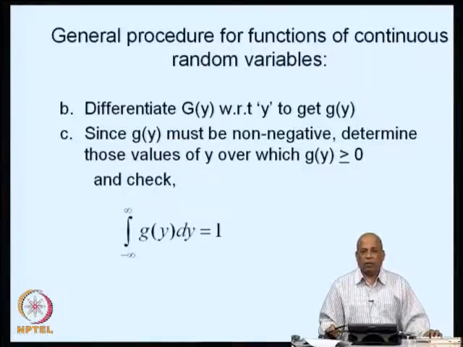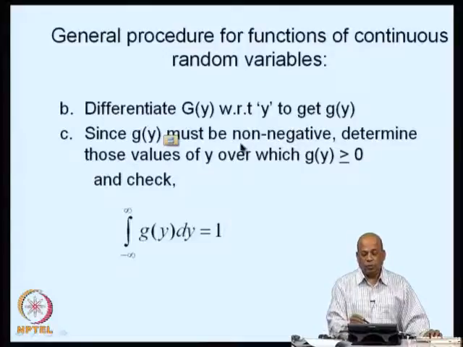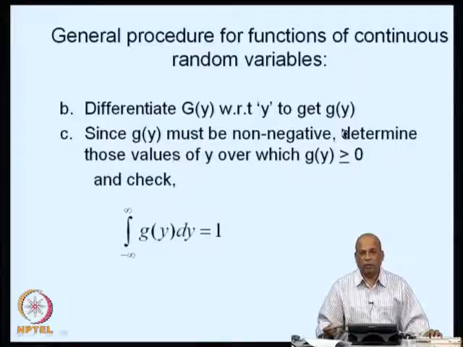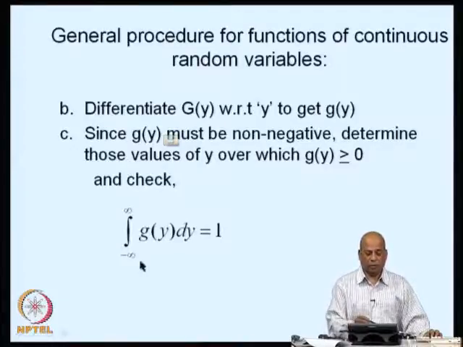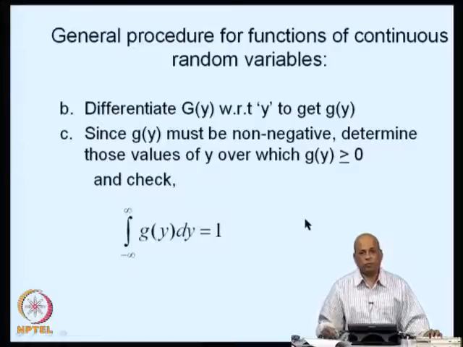Then we have to examine whether this g of y in fact satisfies all the conditions of a PDF: it must be non-negative, and also the integral over the entire region must be equal to 1. So, we choose the limits of y from the functional relationships and the associated limits of x. We choose those limits of y over which g of y thus obtained is non-negative, and then we examine over that particular range whether the integral of g of y is equal to 1.